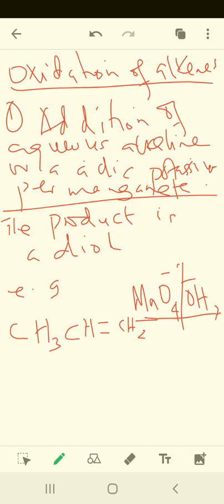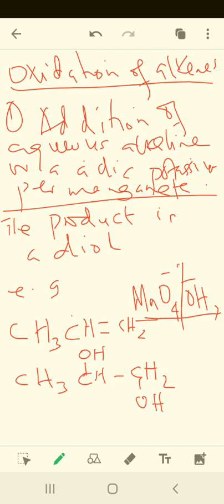The diol will go, one OH will go on the carbon atom near the double bond, and the other OH will go on the carbon atom near the double bond. So the product is CH3, CH. One OH group should come here, so this is OH, and the other OH group should also come there. So that is the diol product that we are talking about.